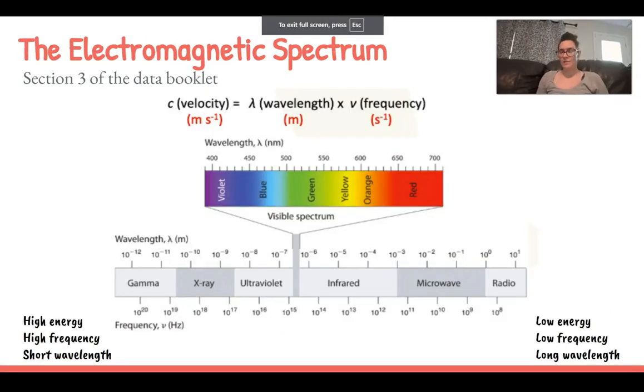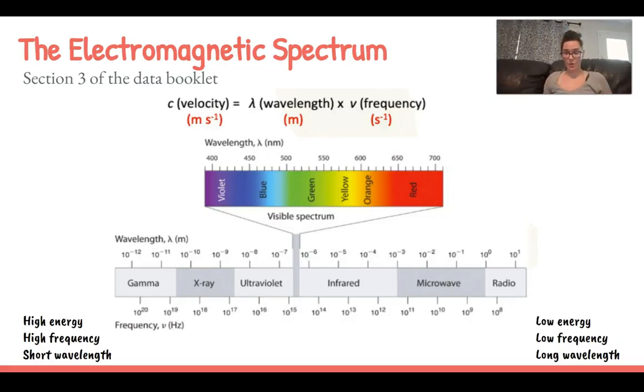Hey guys, and welcome to our second video of our second unit on the particulate nature of matter. Our first video focused on early models of the atom and looking at isotopes and mass spectrometry and how mass spectrometry was used to determine the existence of isotopes.